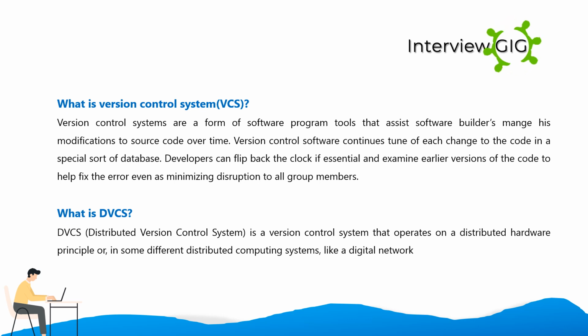What is DVCS? DVCS, Distributed Version Control System, is a version control system that operates on a distributed hardware principle or, in some other distributed computing systems, like a virtual network.